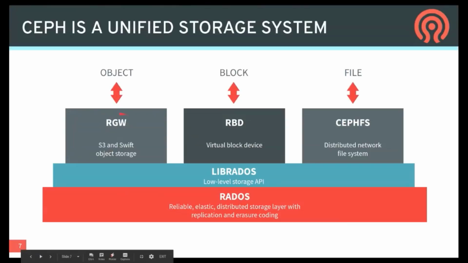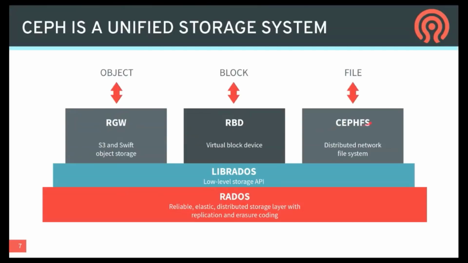So RGW, the RADOS gateway, provides an S3 compatible and Swift compatible object storage API, buckets, using a RESTful get and put type interface. RBD, the RADOS block device, provides a virtual block device interface. This is used very widely in public and private cloud deployments and platforms. So virtual disks usually backing virtual machines.